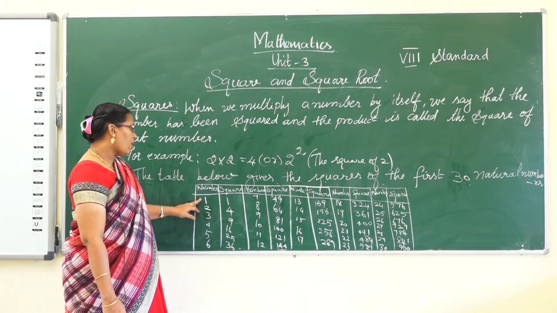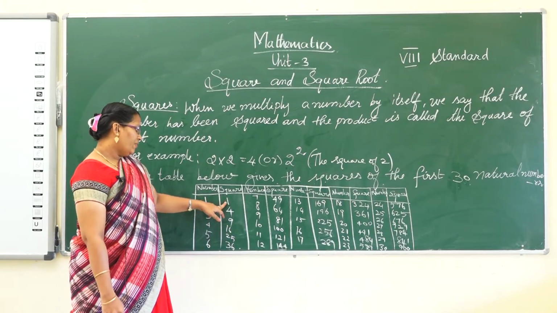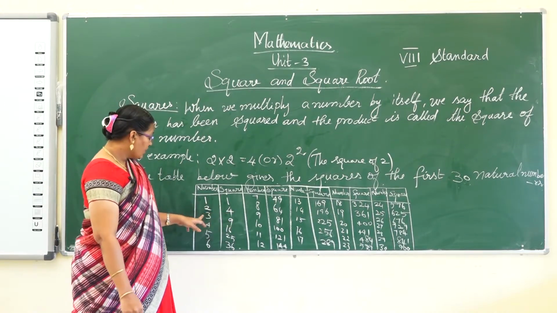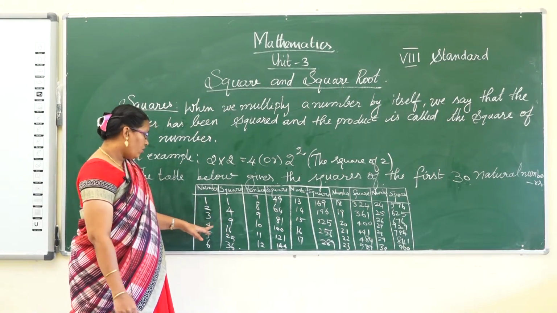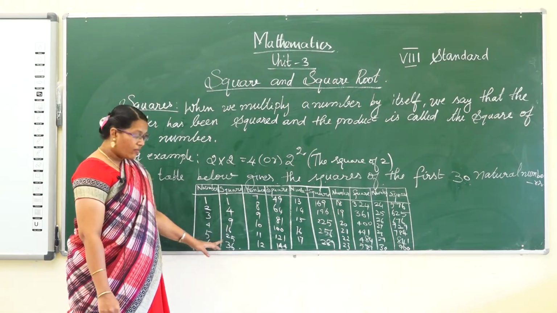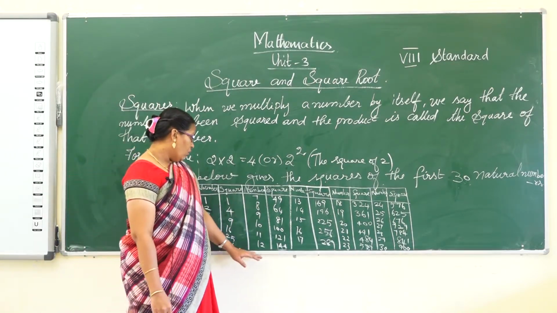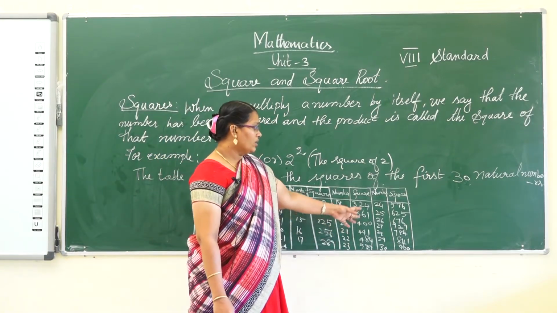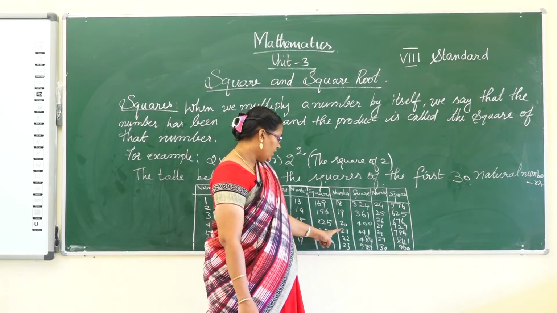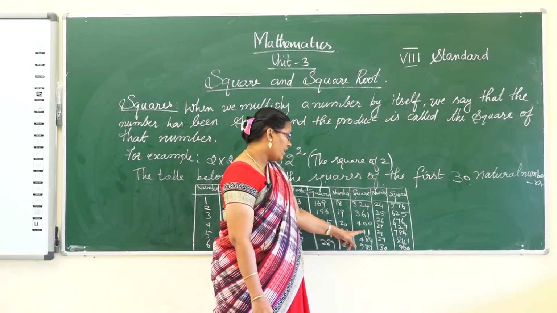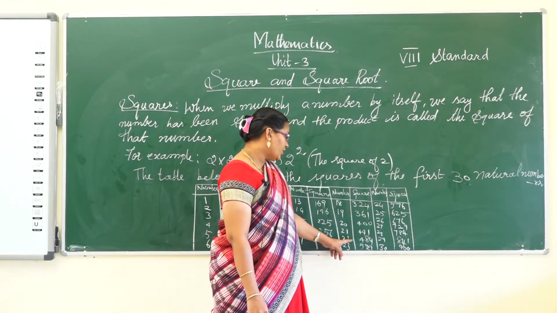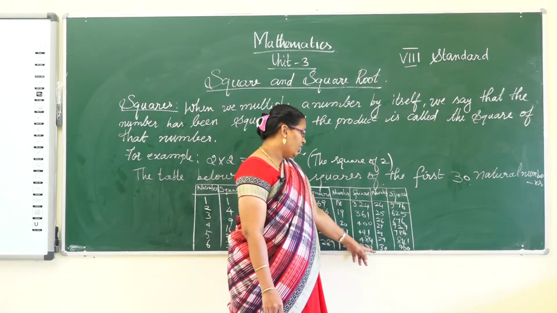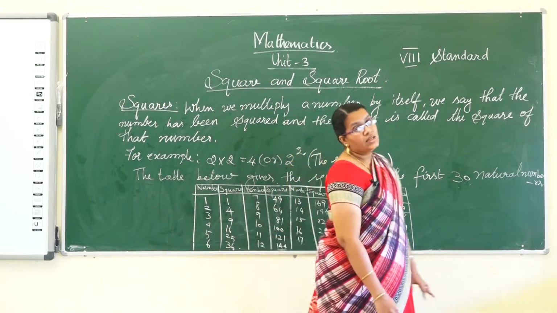See, 1 square, what do we get? 1. 2 square, 4. 3 square, 9. 4 square, 16. 5 square, 25. You know them well up to 20, is it? So here I write more, from 20 onwards. 21 square is 441, 22 square is equal to 484, 23 square is 529, up to 30 square.